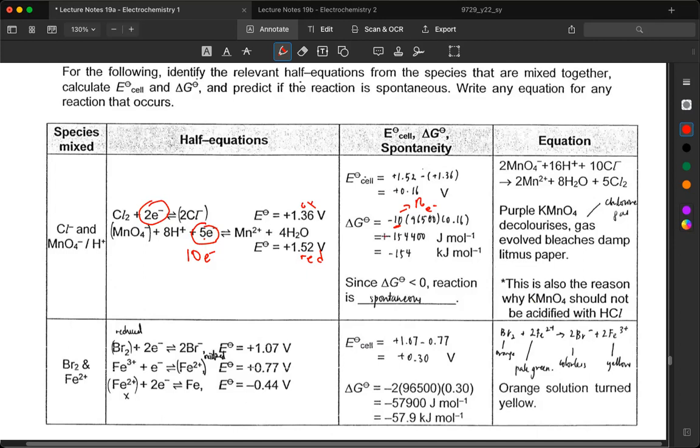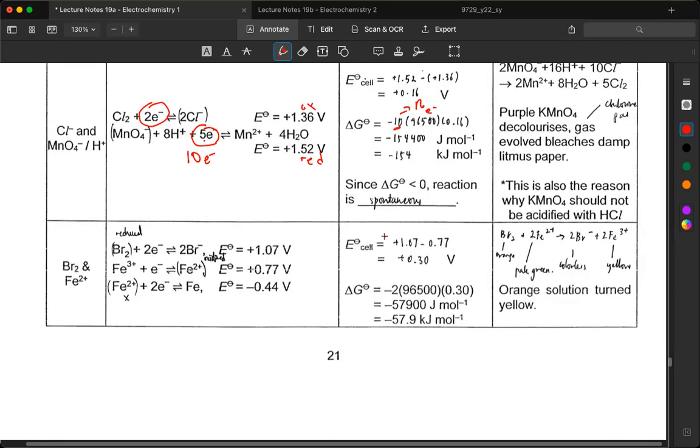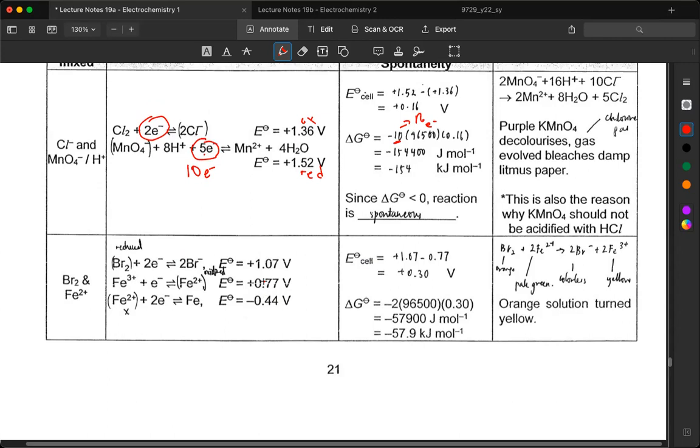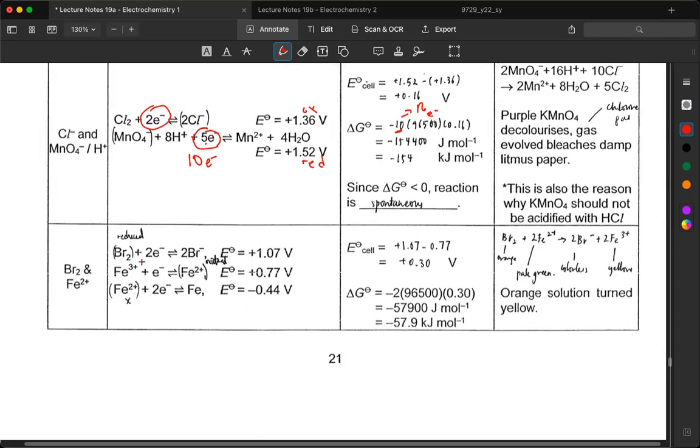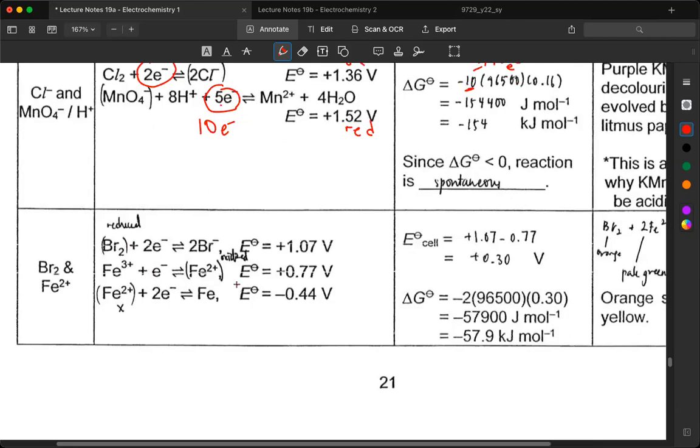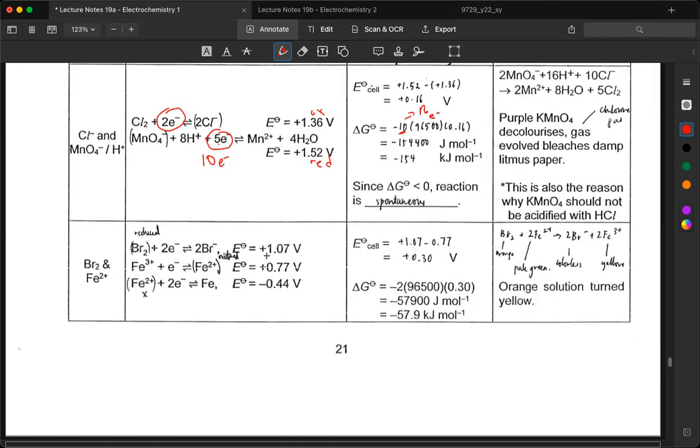Okay, moving on. Br2 and Fe2+. So for this one, it's actually the electrochemical cell, right? For this one, you have to decide very carefully what is being reduced and oxidized. So this has the highest, most positive standard electrode potential. So it will be plus 1.07. Then the other two will just be the reduced one.